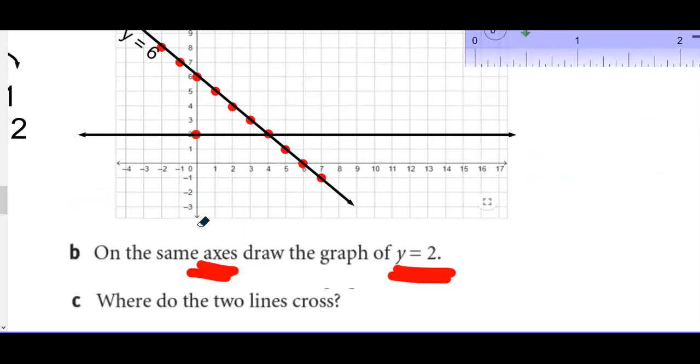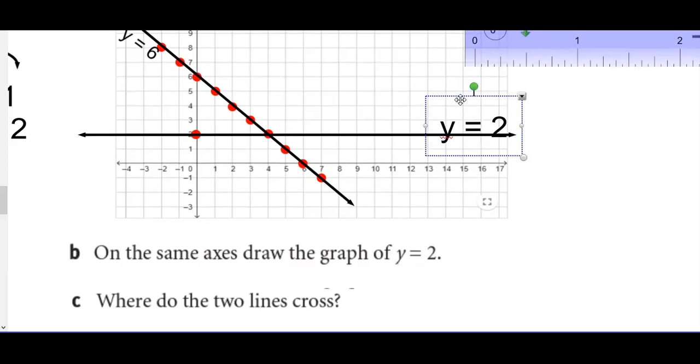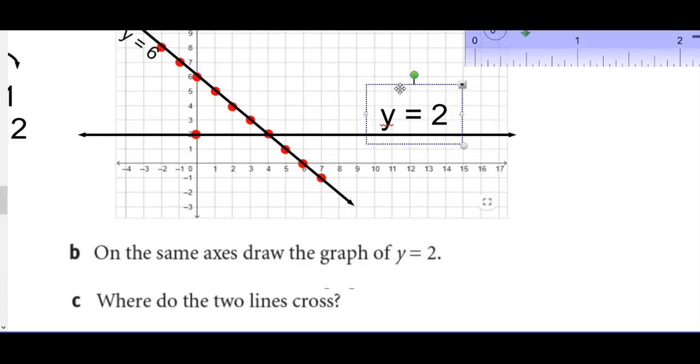We have drawn the graph of y equals 2. And remember, a graph simply means a straight line. So this is a graph of y equals 2. Like I said, you have to label that this is y equals 2. Okay, you have to do labeling alongside the line. Okay, so that is your line.